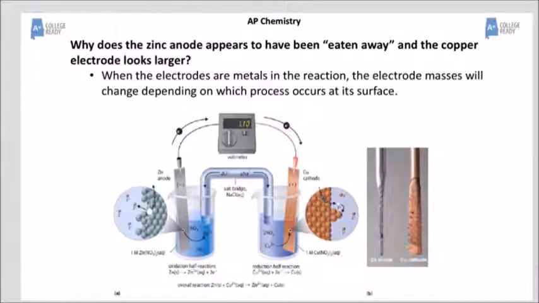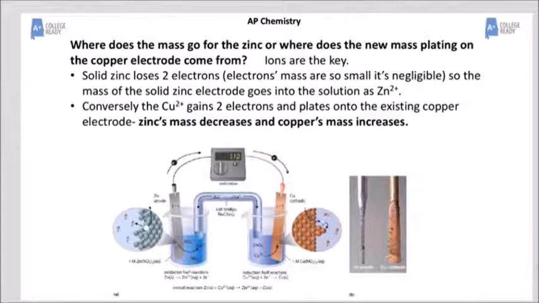And again, this is just talking about that change in mass. Metals that are oxidized actually lose mass, and metals that are being reduced, you're plating new solid on top of the existing solid. And this question is pretty important, and this was on an AP exam not too long ago. It says, where does the mass go? And there's some really interesting answers that came up, but the key is ion.